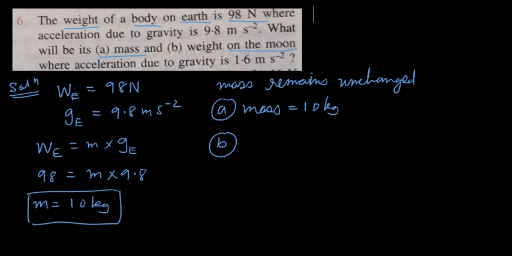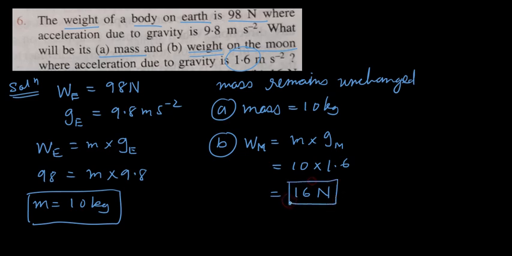Now they are asking for the weight on the moon. So weight on the moon will be mass times acceleration due to gravity of the moon. Now this is given to be 1.6. So therefore 16 Newton is the weight on the moon.